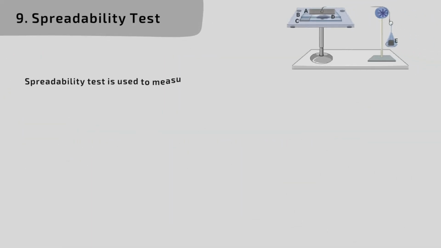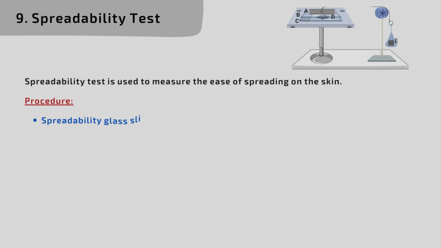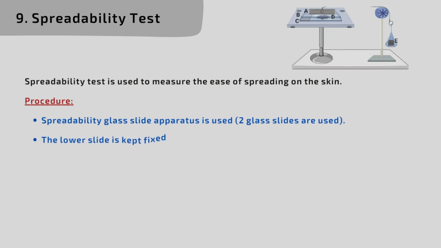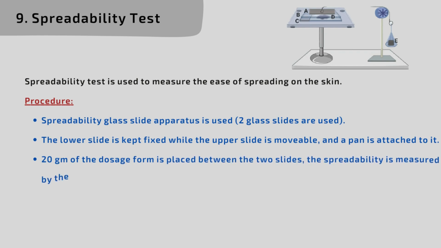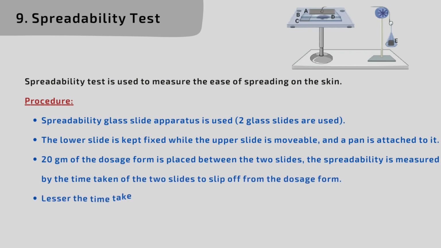Spreadability test. Spreadability test is used to measure the ease of spreading on the skin. Procedure: spreadability glass slide apparatus is used. 2 glass slides are used. The lower slide is kept fixed while the upper slide is movable and a band is attached to it. 20 grams of dosage form is placed between the 2 slides. The spreadability is measured by the time taken for the 2 slides to slip off from the dosage form. The lesser the time taken to separate the 2 slides, the better the spreadability.